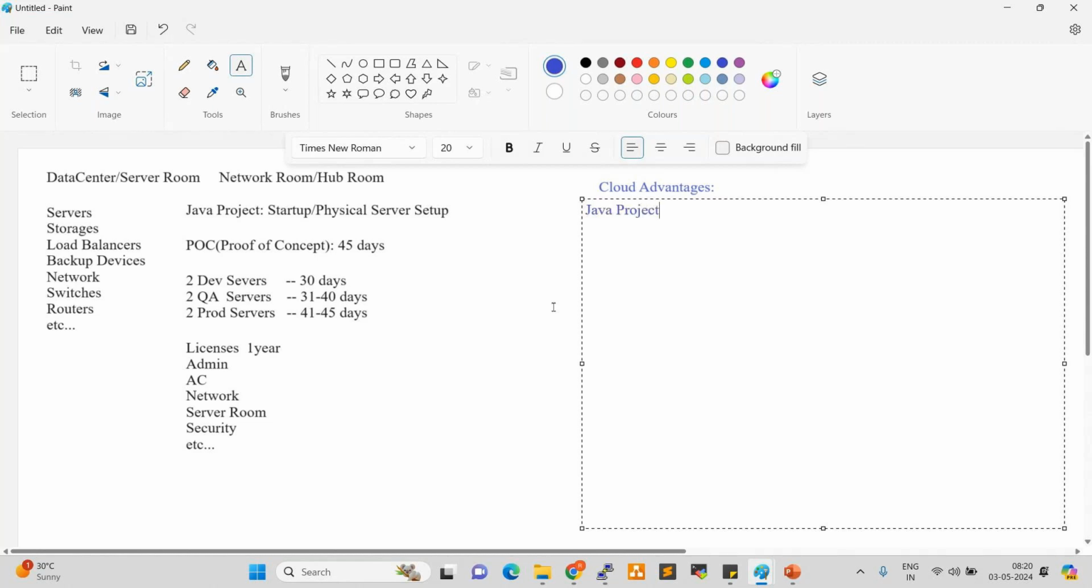Same Java project. It is a startup company. So this is a cloud server setup. In the cloud server setup, the same POC here. It's a proof of concept, with a 45 days timeline.